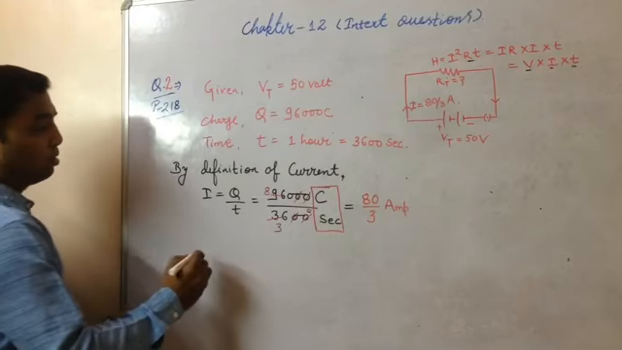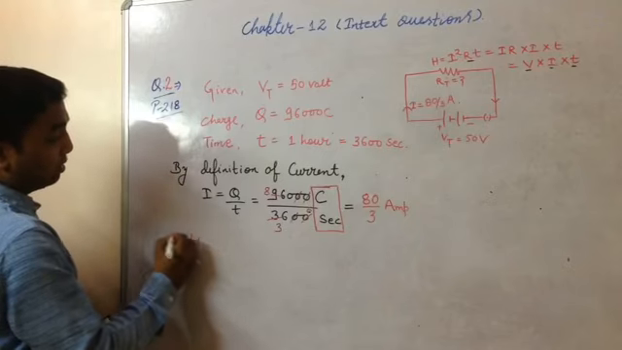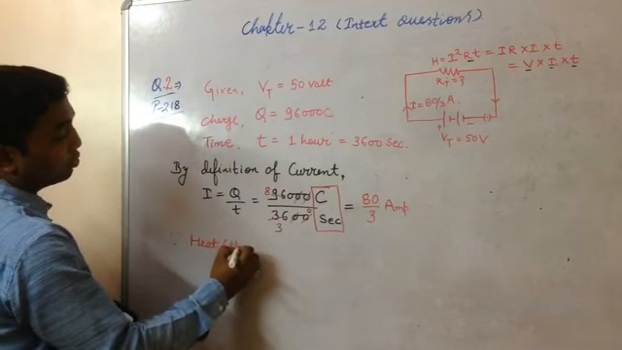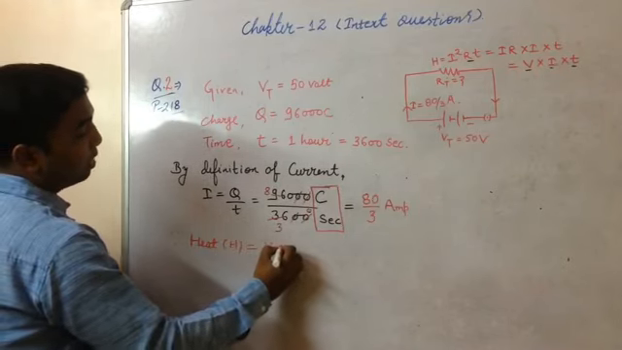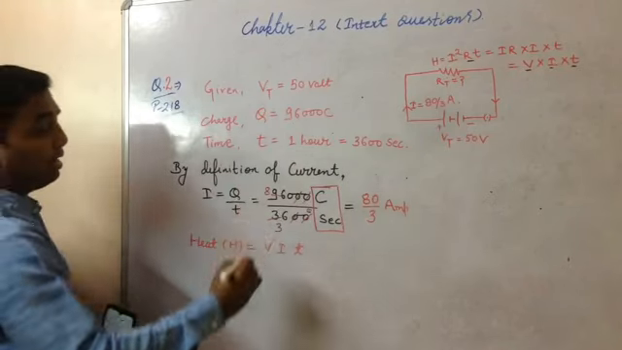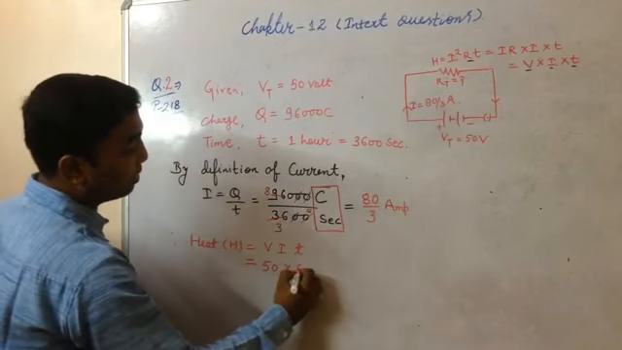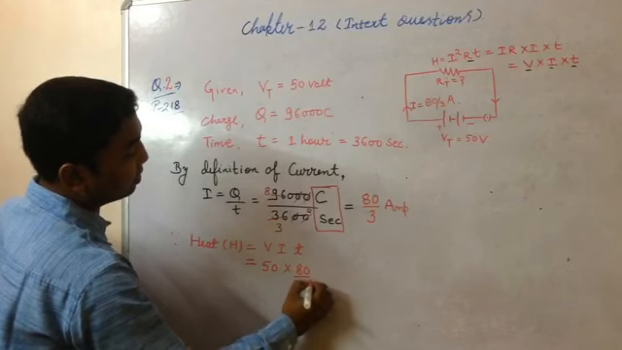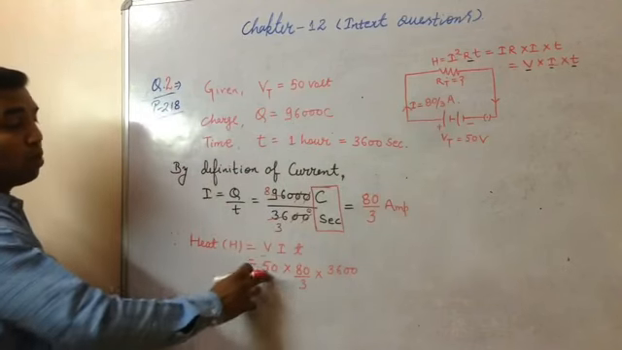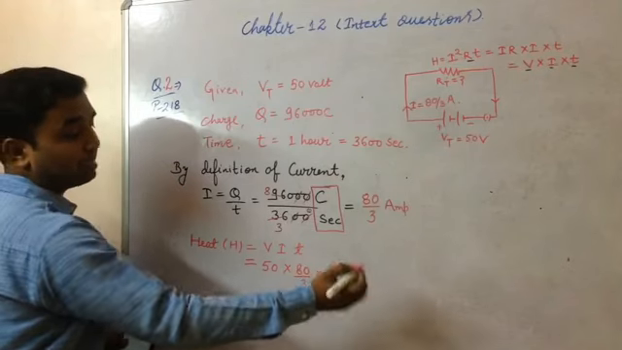Now we have to calculate the heat. So which formula can we use? Heat H equals V I T. Put the value of V. What is the V provided here? 50. I, that we have calculated, is 80 upon 3, and what is the time? 3600 seconds. So all are in SI units. This was in volt, this was in ampere, and this is in second.